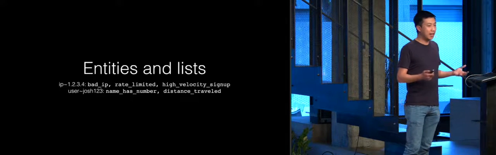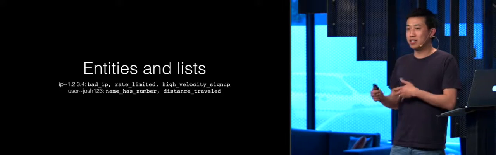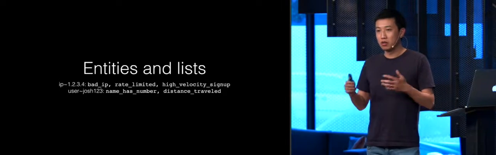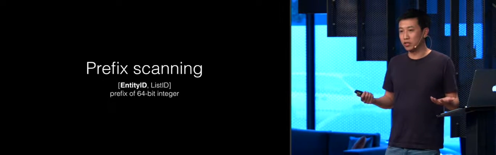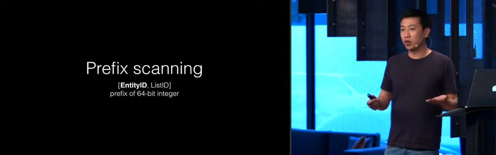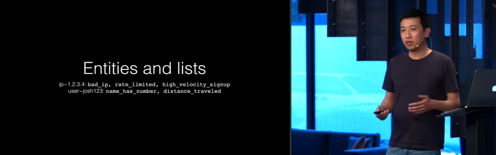The idea here is that we want to store this data structure very efficiently while supporting high-performance reads, so that for a given entity, such as an IP, we can get all the labels for that IP. And the idea here is very simple. We can use prefix scanning right off RocksDB. The key here is a tuple of entity ID and list ID. So given an entity ID, which is just a 64-bit integer, we can do a quick prefix scan and get a list of all the list IDs, which have the information about all the labels that we can use.